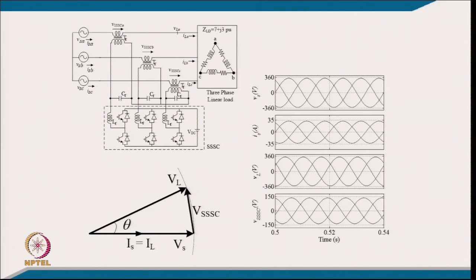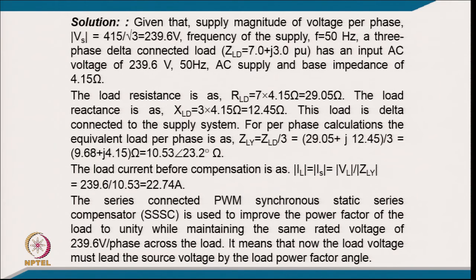So, typically here we are keeping the compensator in series to regulate the voltage across this lagging power factor load, and these are the typical waveforms. By injecting the voltage, we are maintaining the load voltage the same as the source voltage even under voltage variation. So, the given supply voltage per phase is 415 by root 3, that is 239.6, and the frequency of supply is 50 hertz, and the 3-phase delta connected load of ZLD equal to 7.0 plus j3 per unit has input voltage of 239.6 and the base impedance of 4.15 ohm.